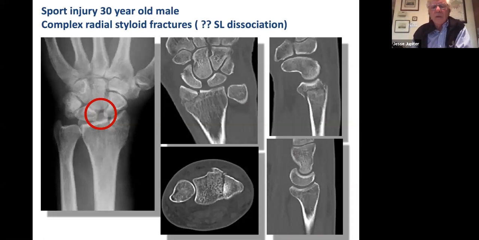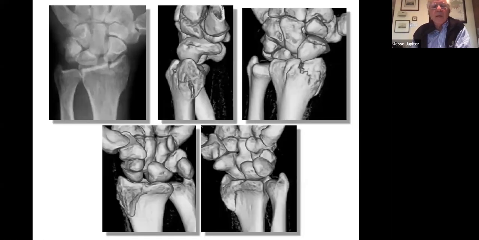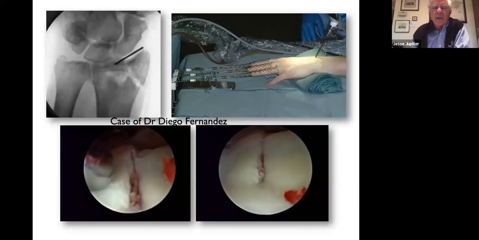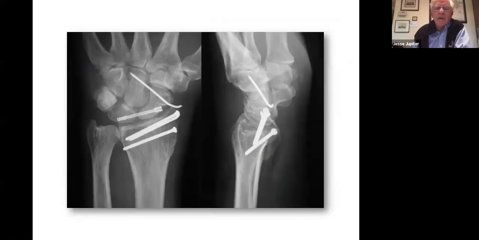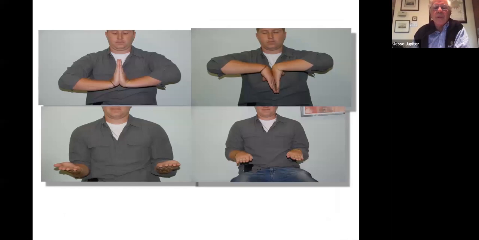Now here's a sports injury. Here's the X-ray, and the CT scan showed a wide gap. So how do we manage that? Well, you can do an arthroscopy. You may see that it's not necessarily completely ruptured, but some people will go ahead and treat it anyhow, as done here.